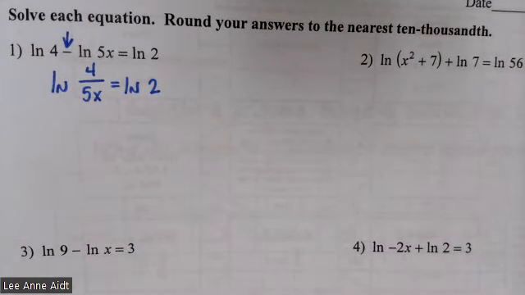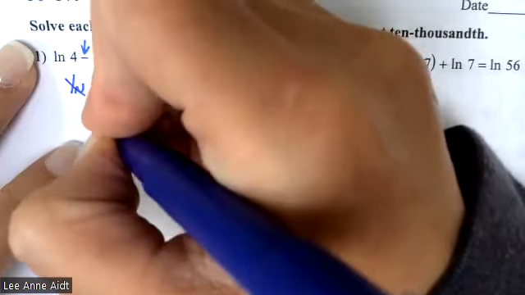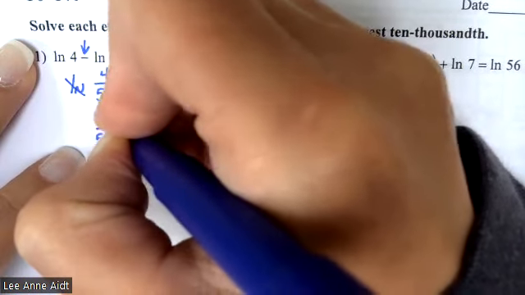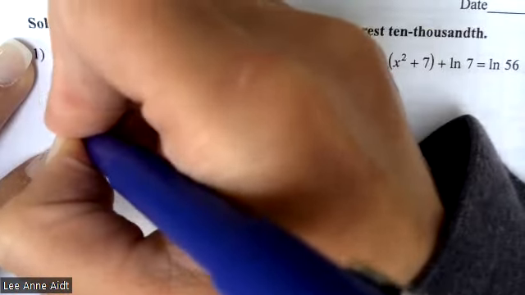And it's been a minute for sure. When's the last time you did some log problems? If you did the CAS packet, they were in there. The whole point of them was to remind you how to do this. Okay, anyway, natural logs on both sides, they cancel. 4 over 5x equals 2. Multiply both sides by 5x.